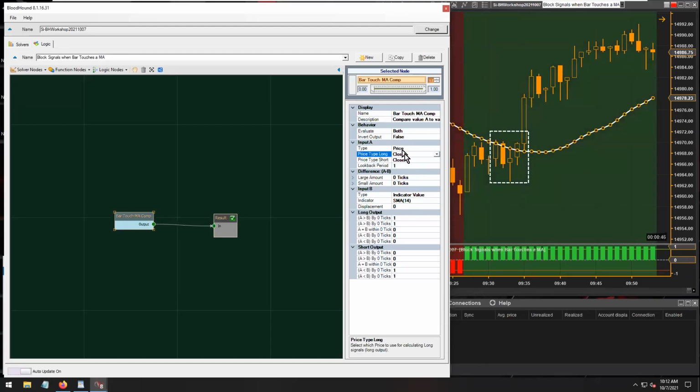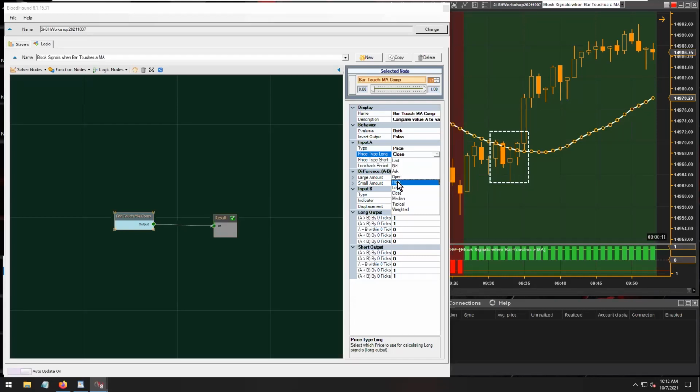So let's see here. I'm just kind of thinking this through here. So I'm so used to thinking in terms of producing a signal. So sometimes you got to reverse your thinking when you want to block a signal.